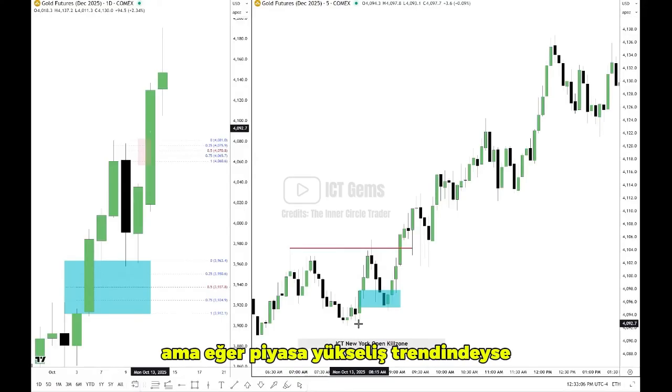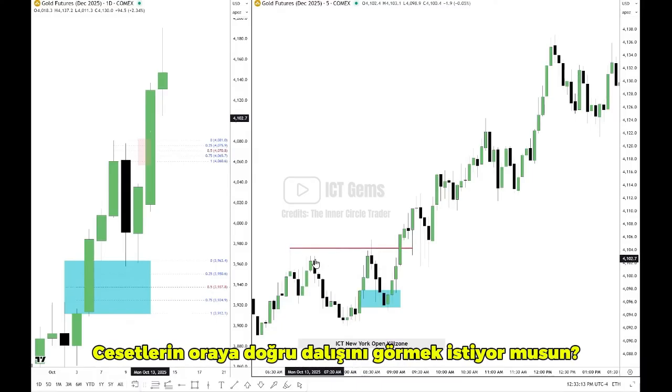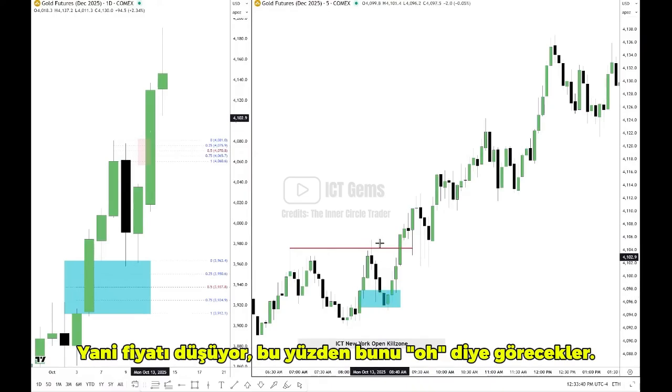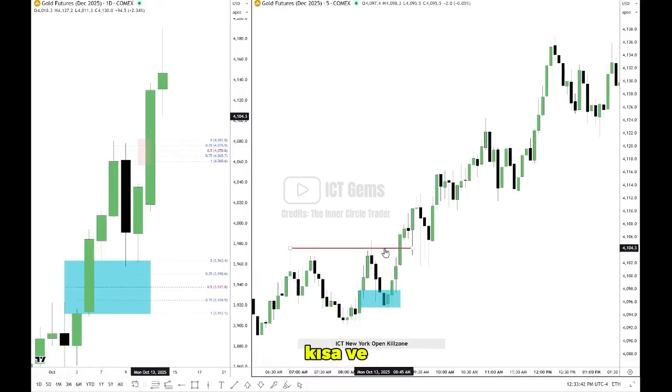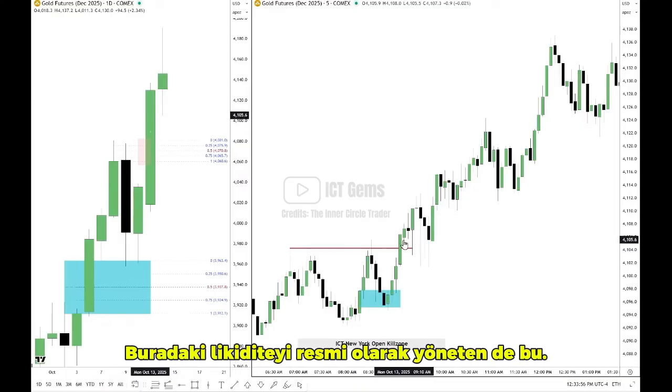But if the market's bullish, you don't look at that like that. If the market's bullish and it's left this, you want to see bodies plunge their way up into that. But look what they've only done: the wick. And then it drops down. The market did not leave a body out there. So it's dropping down, and you're going to see that as, oh, it's a short. And the only thing it's doing is dropping down into a discount array, order block, rallies up, clears it, and then leaves the body right there. That's officially running the liquidity here.